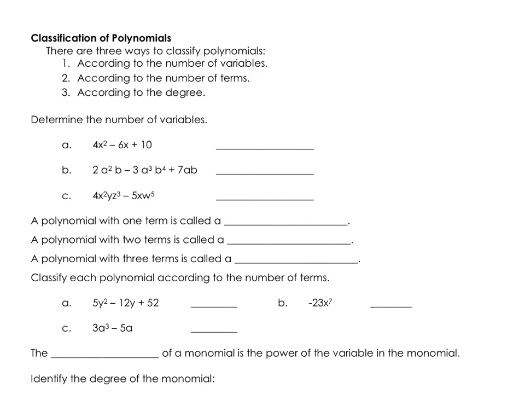So determine the number of variables. 4x squared minus 6x plus 10, there is one variable. 2a squared b minus 3a cubed b to the fourth plus 7ab. How many variables? 2, both a and b. 4x squared yz cubed minus 5xw to the fifth. How many variables? There's x, there's y, there's z, but there's also w. There are 4 variables.